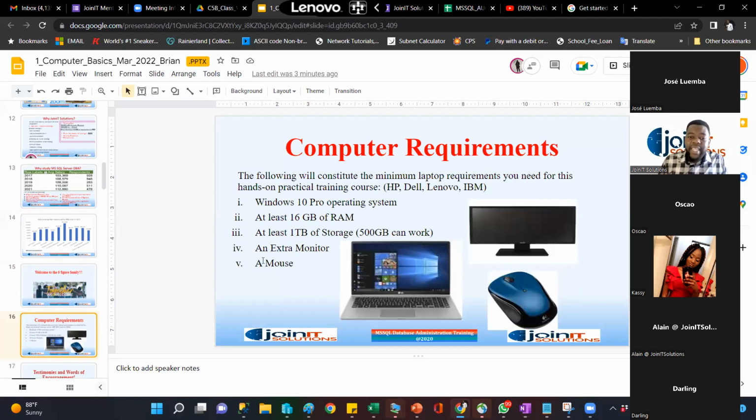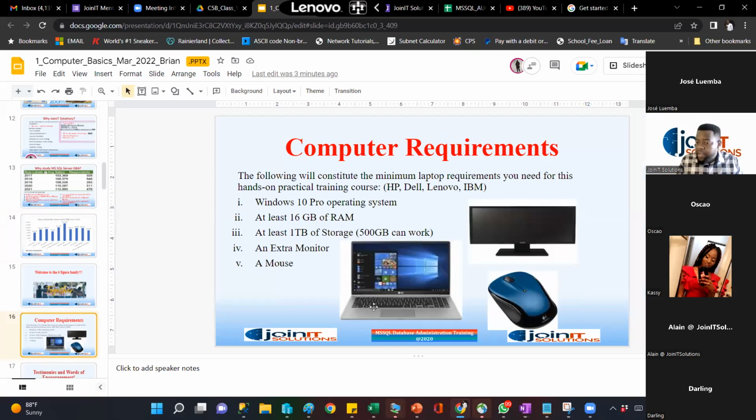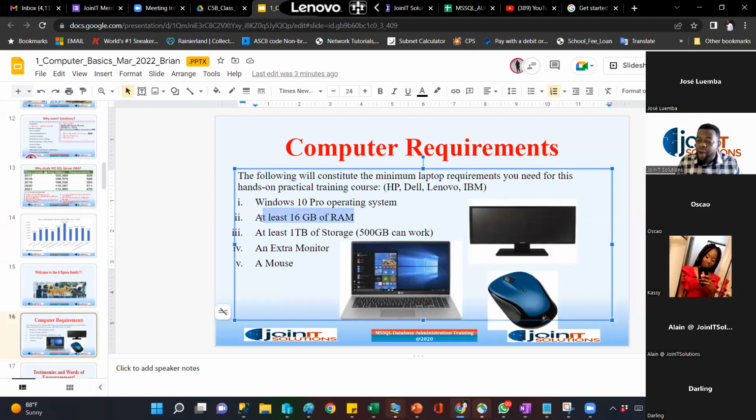Now, what is needed from your end? The only thing that is needed from your end now is a computer. It has to be a Windows computer. It could be a laptop or a workstation that has at least 16 gigabytes of RAM. If you cannot invest that money now to buy a computer, then you are not prepared to get started. You have had the information today.